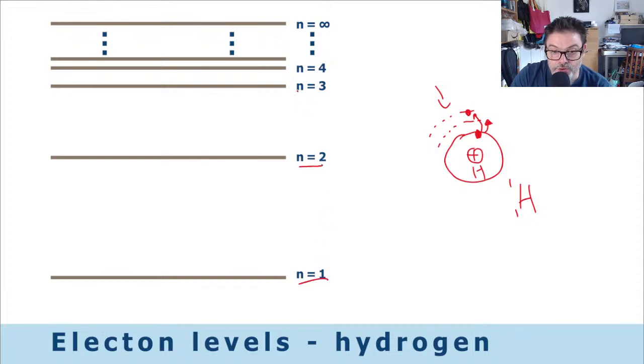levels like 1, 2, 3, 4. And you'll notice that as we go up, those lines are drawn closer together. We'll talk about that in a moment. And they're actually up to an infinite number of levels.